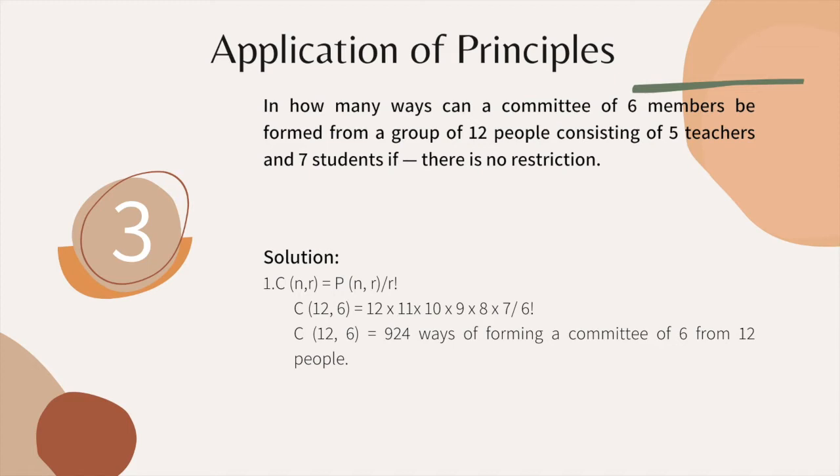Hence, we will use the formula: C, the number of combinations of n things taken r at a time, is equal to the number of permutations of n things taken r at a time divided by r factorial. So the value of r is 6 and n is 12, because we have to form a committee with 6 members and we choose these 6 members from 12 people. The number of permutations of 12 taken 6 at a time is 12 times 11 times 10 times 9 times 8 times 7, and we divide it by 6 factorial. Then we'll have 924 combinations.